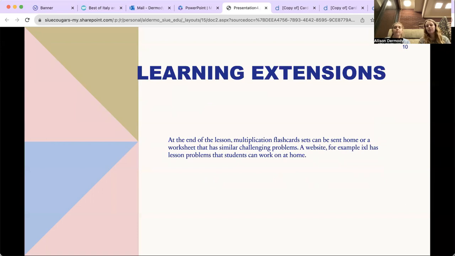Some learning extensions. At the end of the lesson, multiplication flashcards can be sent home, or a worksheet that has similar challenging problems. And there are also many websites that can be used that have lesson problems that students can work on from their home.